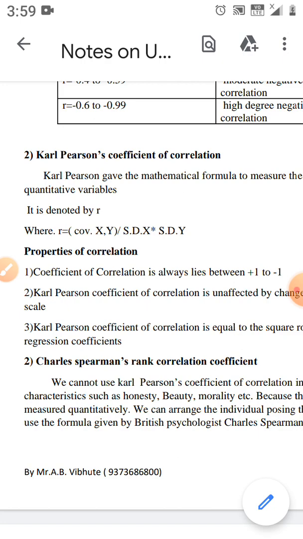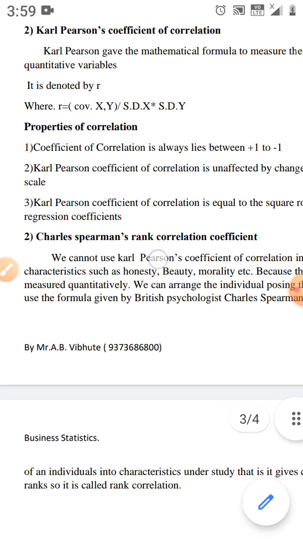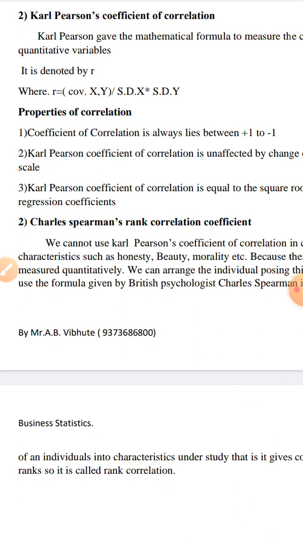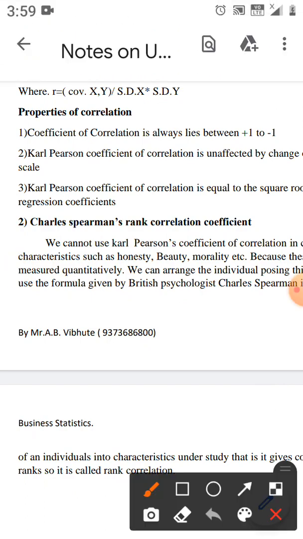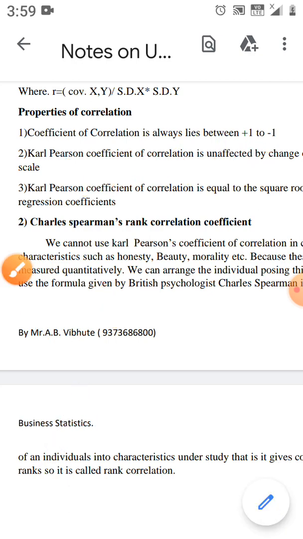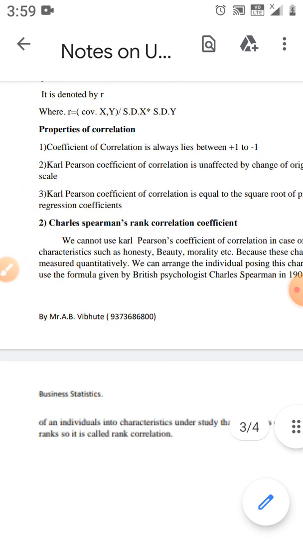There are some properties of correlation. The coefficient of correlation always lies between plus 1 and minus 1, that is, the value of your answer must lie between plus 1 and minus 1. If your answer is r equal to 1.2, there is some mistake in the calculation, so you have to take care of it.